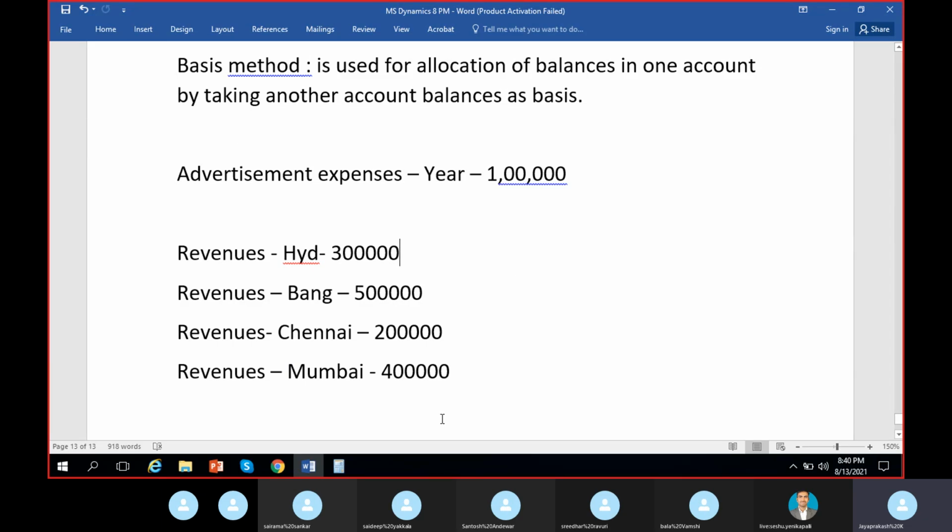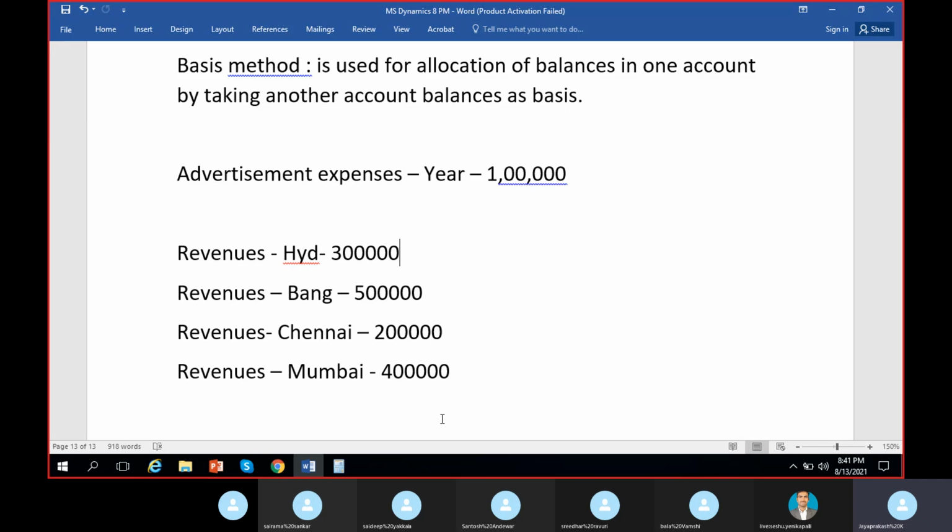Suppose that we have posted advertisement expenses at the start of the year, expended for the company for marketing a product which is not related to any location, which is for the whole company. We have expended some amount. Later we have received some revenue from each business unit or location at the end of a certain period. If the company decides to allocate the previously posted advertisement expenses balance on the basis of the revenue earned between the department locations, we can configure the basis method and apply it.